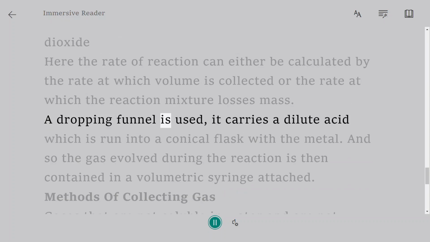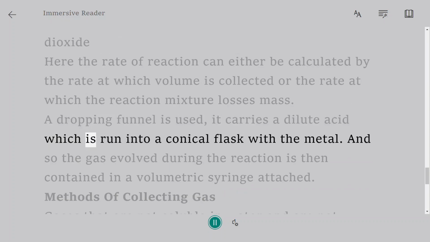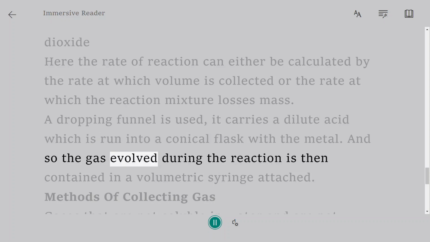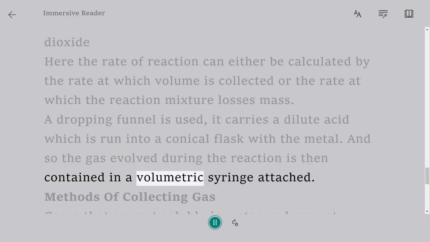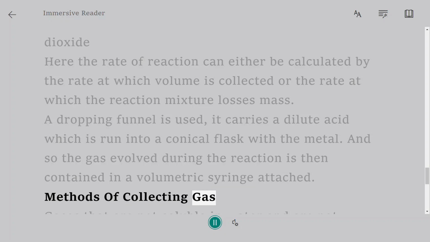A dropping funnel is used. It carries a dilute acid which is run into a conical flask with the metal. And so the gas evolved during the reaction is then contained in a volumetric syringe attached.